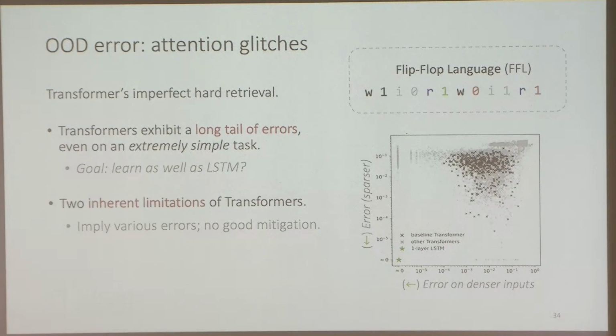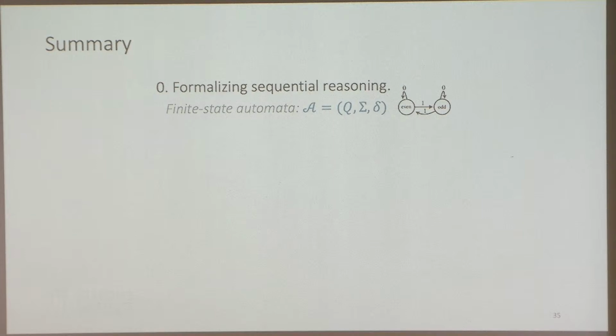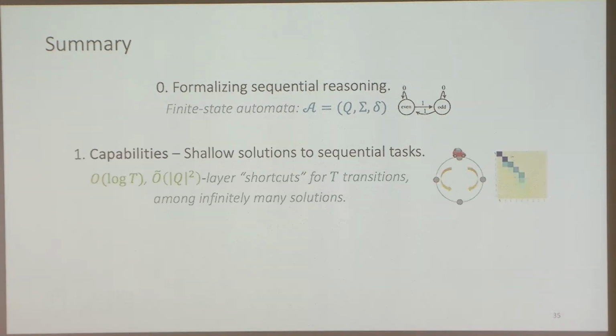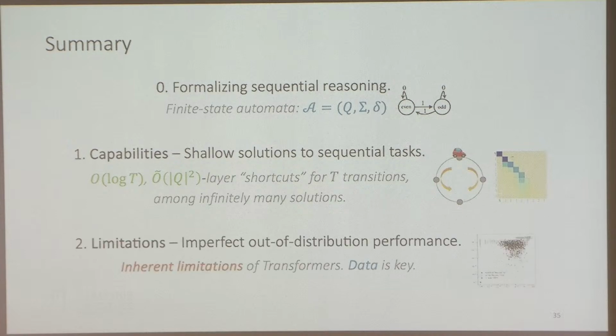And also, the error seems to be inherently related to the limitation of transformers. We're not able to fix it, but maybe using data is helpful. And this data aspect seems to be the current theme in the program. Okay, so that's going to be the end of the talk. So we saw two parts. The first part, we saw how transformer as parallel model can solve sequential reasoning tasks. And in the second part, we saw some limitation of transformer exposed by these attention glitches.